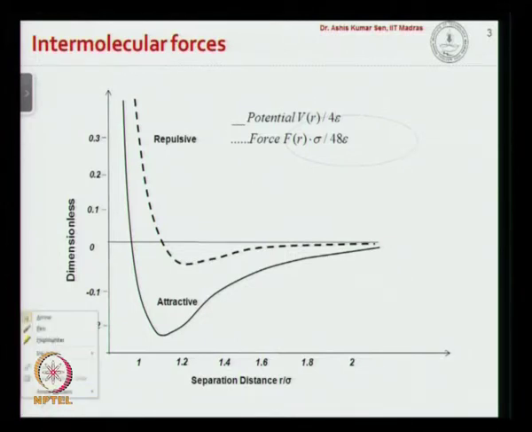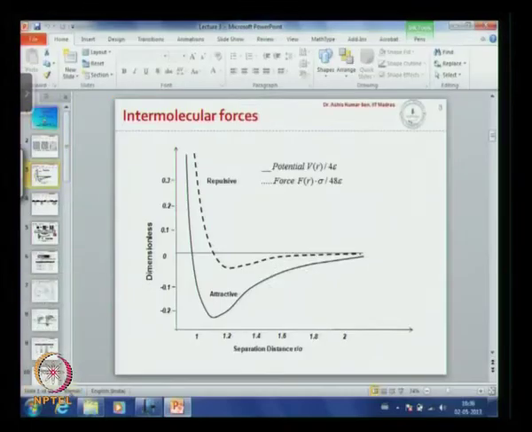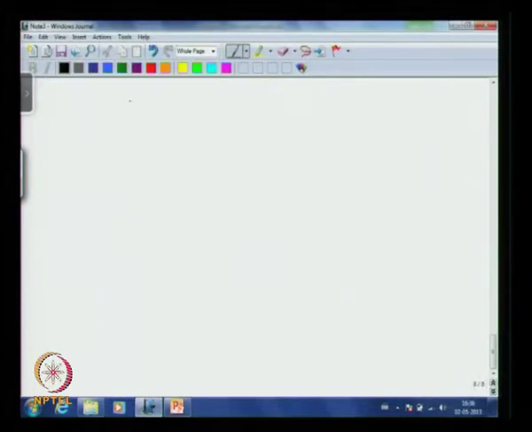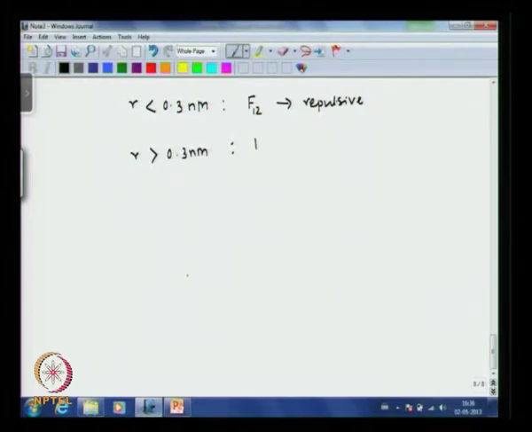So, what we see here is when r is less than 0.3 nanometer, the interaction force is repulsive, and when r is greater than 0.3 nanometer, then the interaction force becomes attractive. Okay. So, that is what we observe from the Lennard-Jones potential.